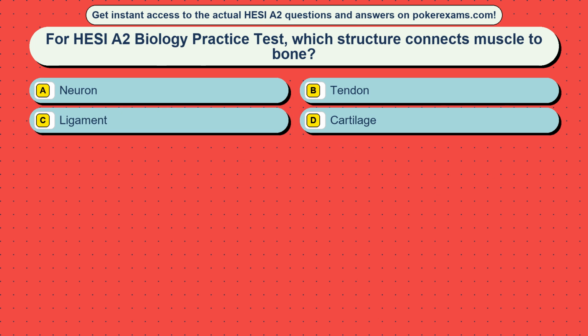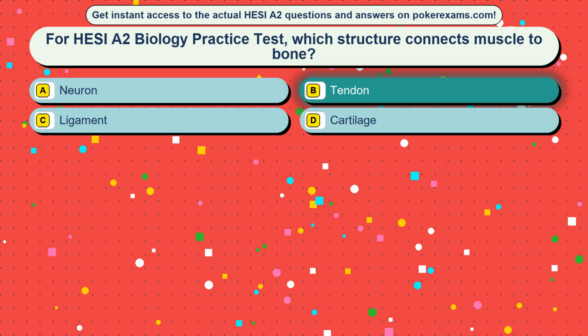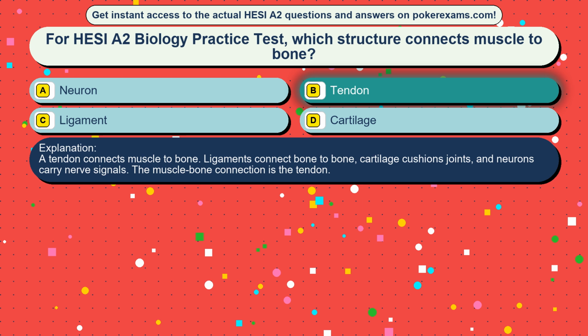Question 12. For HESI A2 Biology practice test, which structure connects muscle to bone? Option A neuron, option B tendon, option C ligament, option D cartilage. The correct answer is option B, tendon. A tendon connects muscle to bone, ligaments connect bone to bone, cartilage cushions joints, and neurons carry nerve signals. The muscle-bone connection is the tendon.